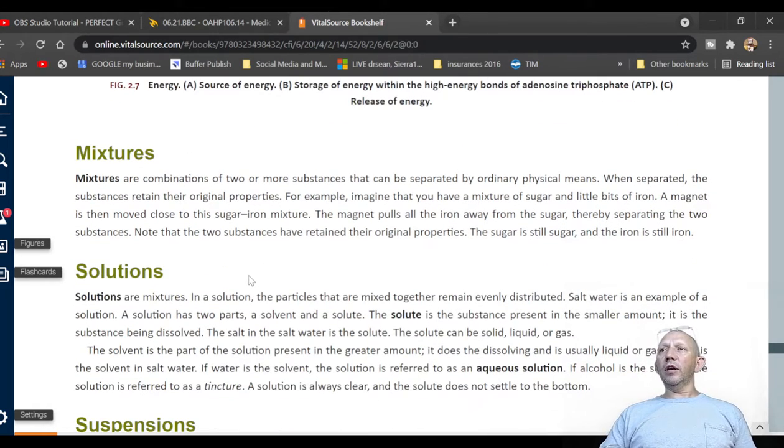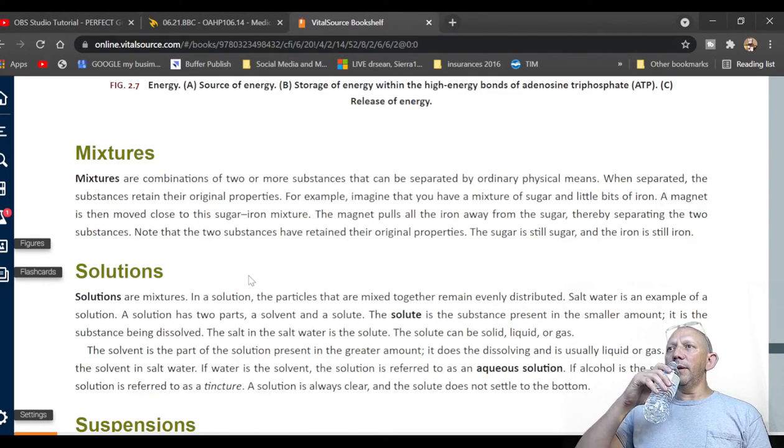Mixtures. Mixtures are combinations of 2 or more substances that can be separated by ordinary physical means. When separated, the substances maintain their original properties.